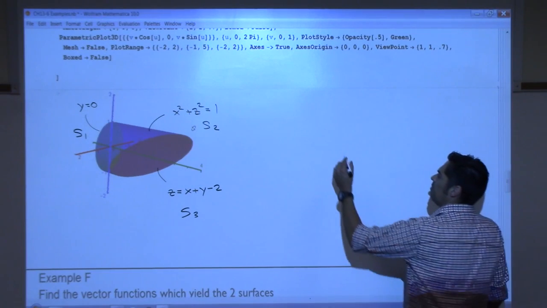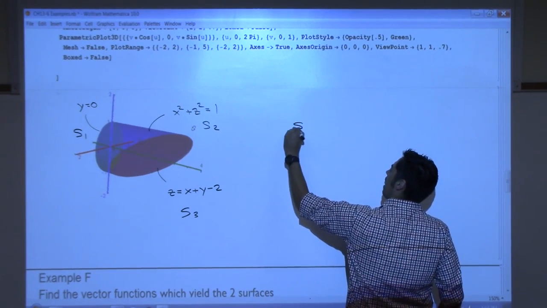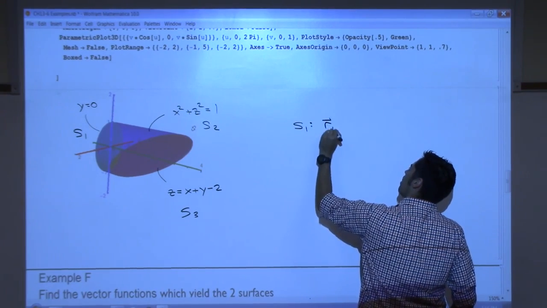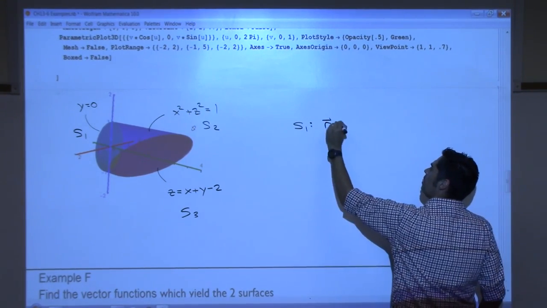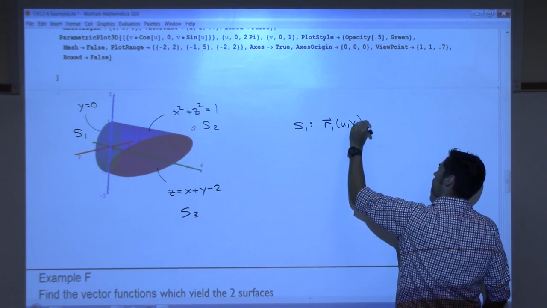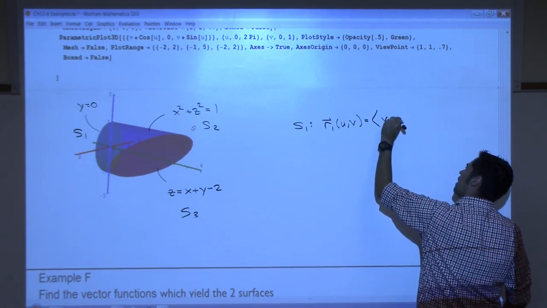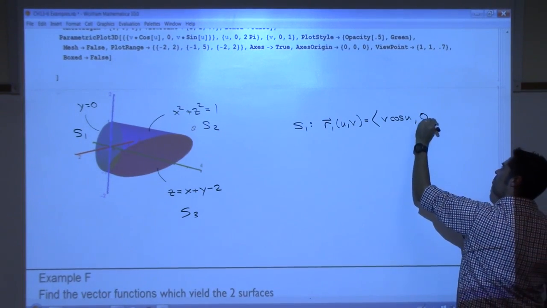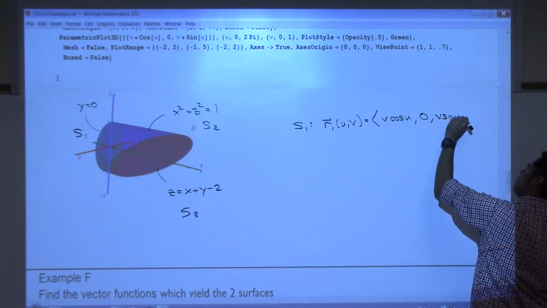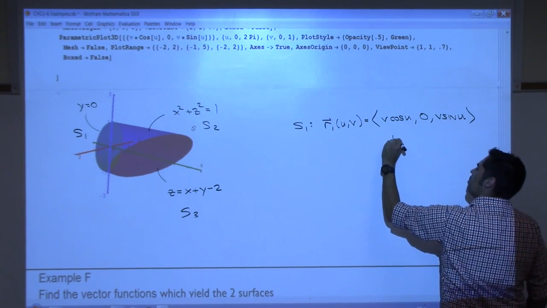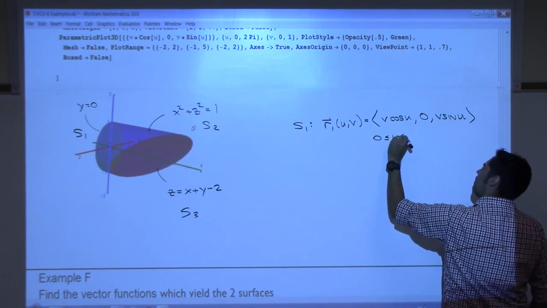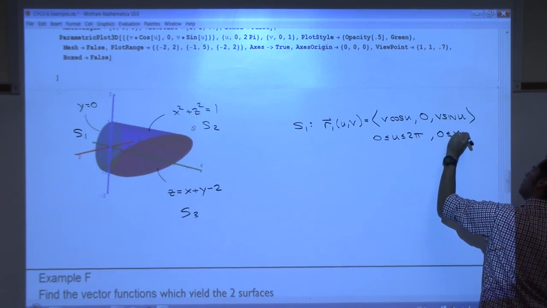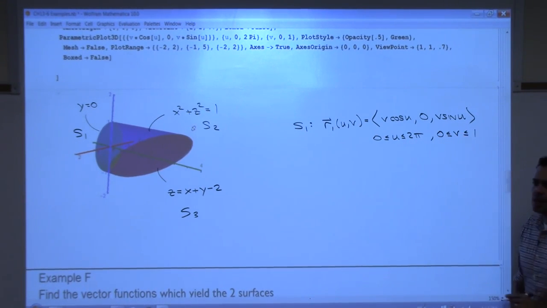All right, S1 looks exactly like the one we just did. I'm going to call this R sub 1, so everyone knows which one I'm talking about, of uv. And this should be v cosine u, 0, v sine u, and u's between 0 and 2 pi, v's between 0 and 1, right? That should draw me the backside.